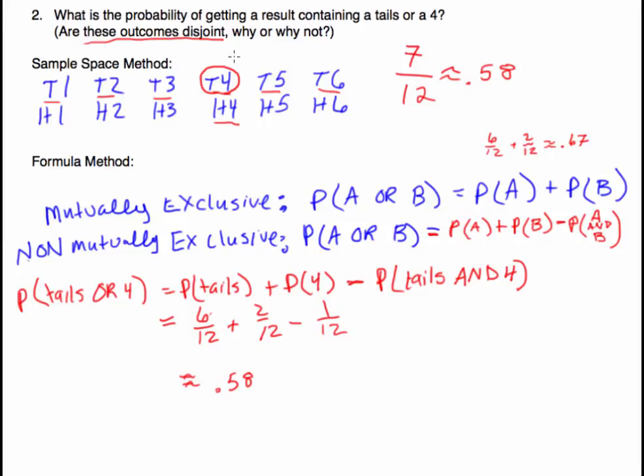So the first question you should ask yourself when you're looking at an OR statement and you're asked to find the probability of an OR statement is, are they mutually exclusive? If they are, then go ahead and just add their probabilities. If they're non-mutually exclusive, then you can add their probabilities, but you need to subtract out that common ground, the one where they both occur.